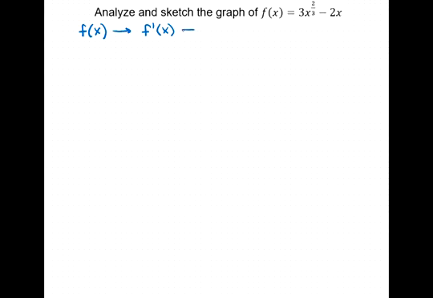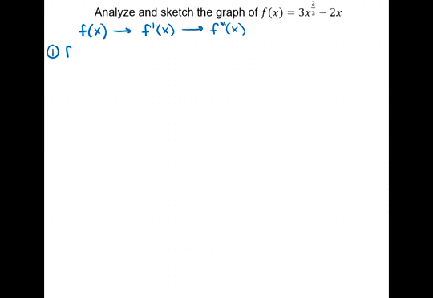Then we're going to move on to the second derivative. And the second derivative is going to tell us basically the shape of the graph of the function. When is it concave up? When is it concave down? When does it change concavity? What are the inflection points? So we're going to go through this step by step. First we'll work with the function, then we'll work with the derivative, then we'll work with the second derivative.